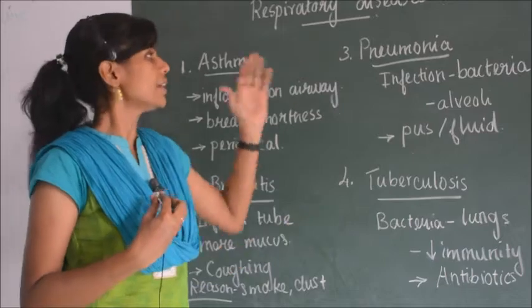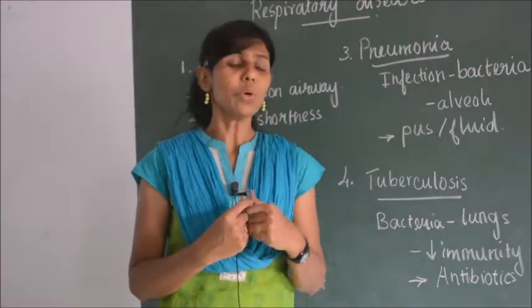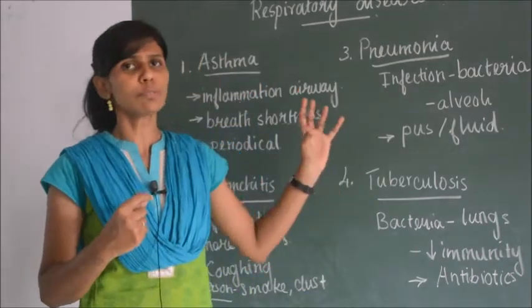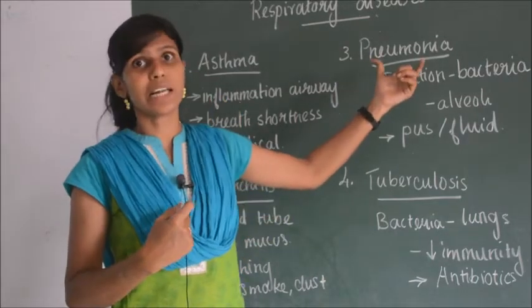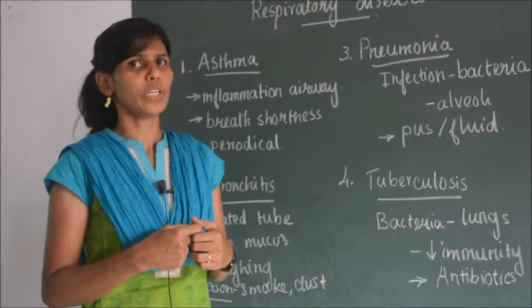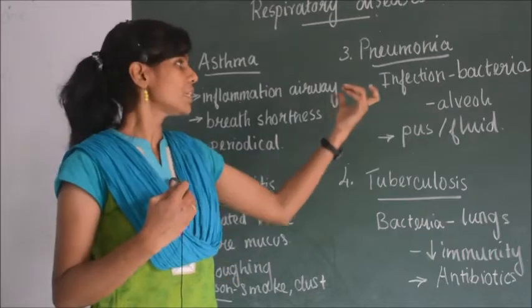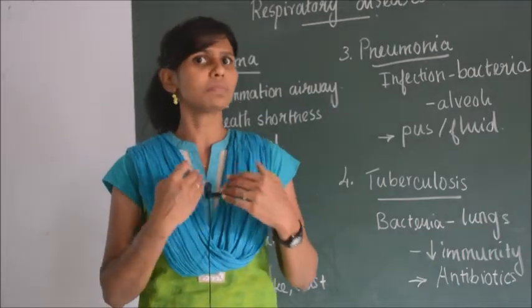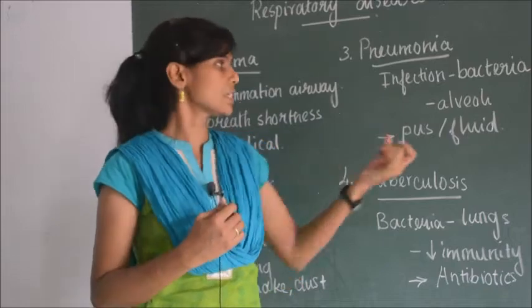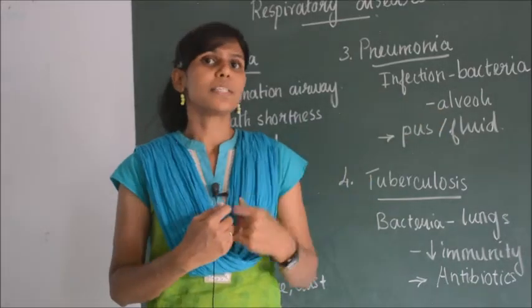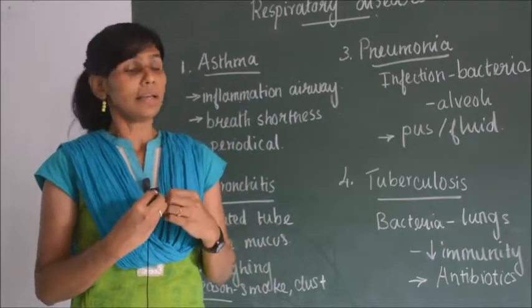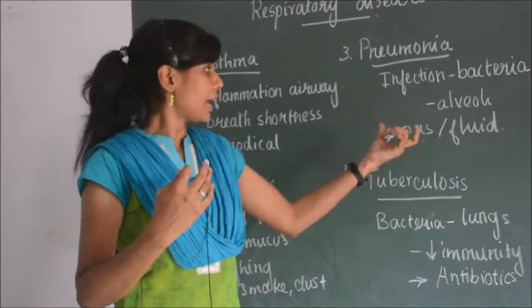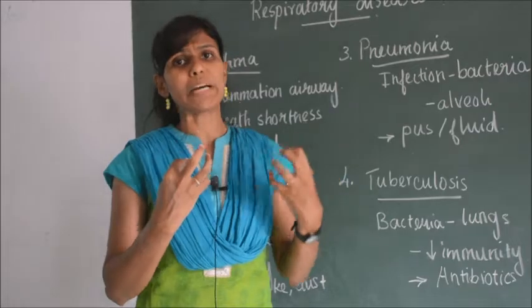Clear? Then the third disease is pneumonia. Pneumonia and tuberculosis are because of bacterial infection. A bacteria called Klebsiella pneumoniae will cause pneumonia. So what will happen if this bacteria infects the diseased person? It infects the alveoli. If it infects the alveoli, then the person's alveoli will be filled with pus or fluid.